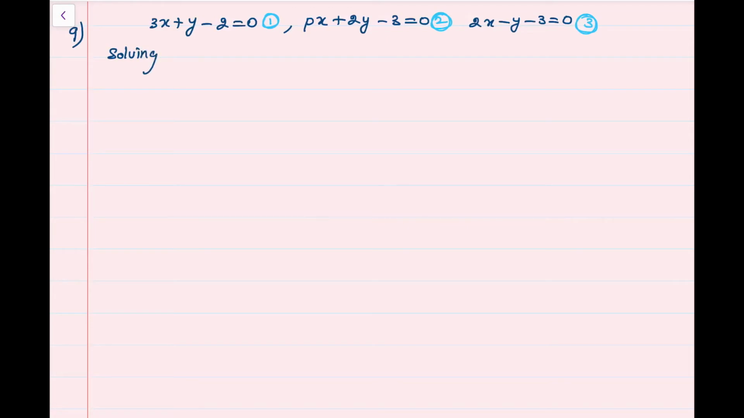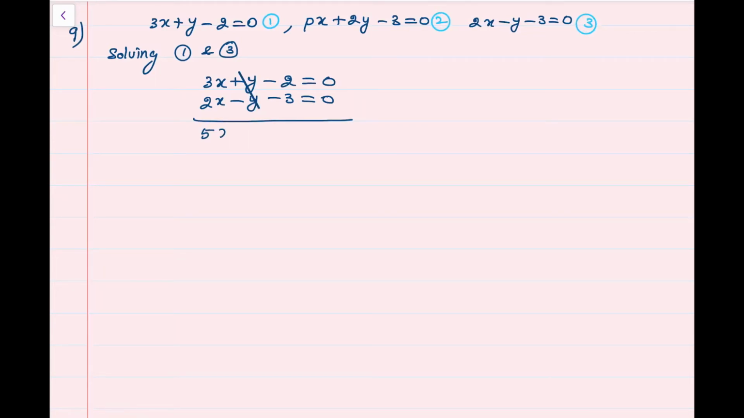Question 9. Find the value of p so that the 3 lines 3x plus y minus 2 equal to 0, px plus 2y minus 3 equal to 0 and 2x minus y minus 3 equal to 0 may intersect at one point. First equation, second, third. We will solve first and third. We don't have p in those two equations. 3x plus y minus 2 is 0 and 2x minus y minus 3 is 0.